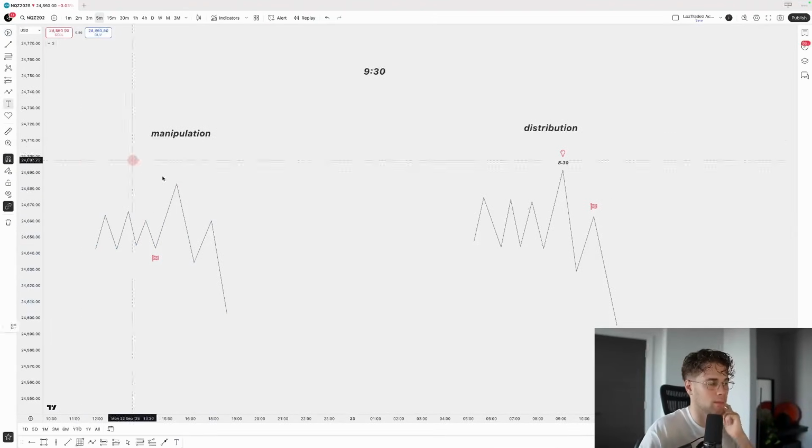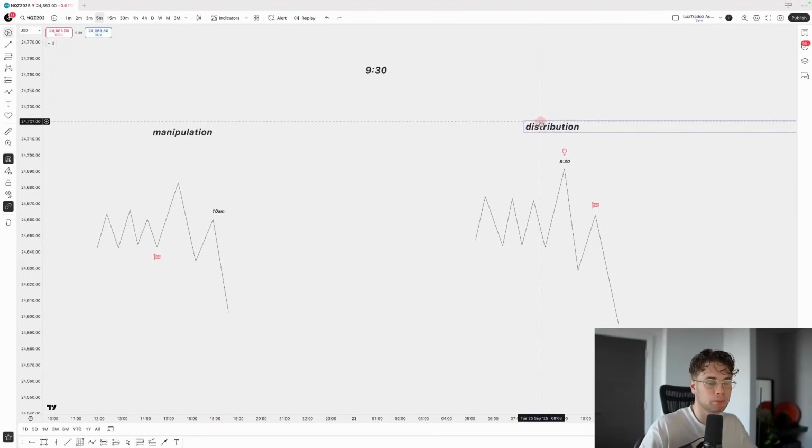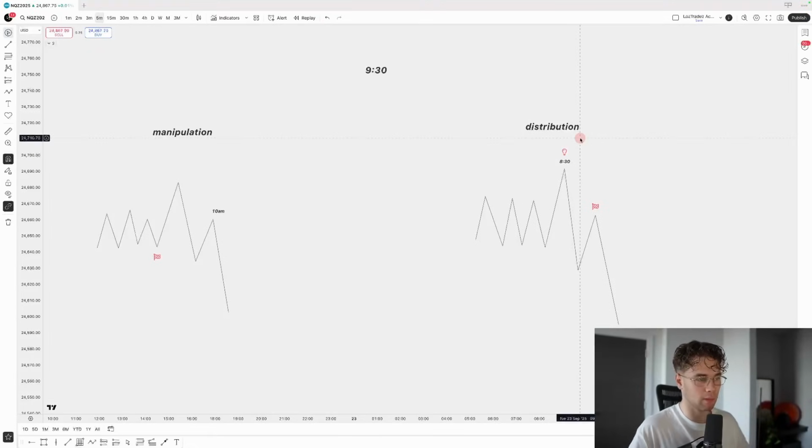And in this example, to be honest, this would usually be 10 a.m., right? So on the right hand side, you have an example of when 9:30 is distribution. You can see here, this is 9:30. This is the distribution lower. Now I have 8:30 marked up with a little light bulb there for a reason, and I'll get into that reason in a second.